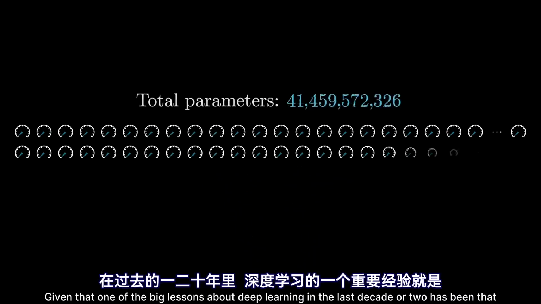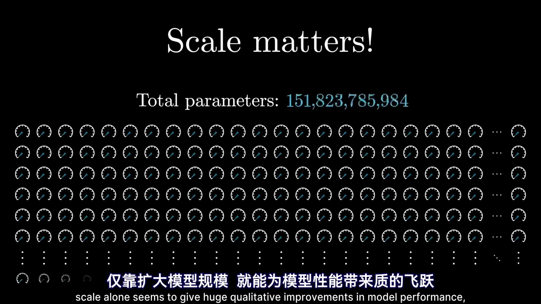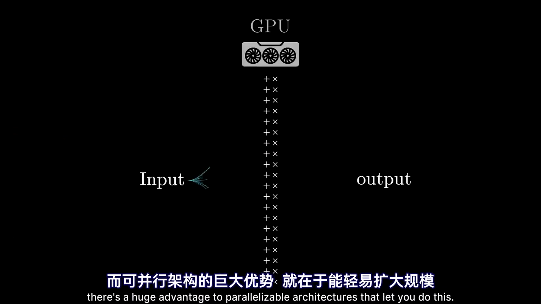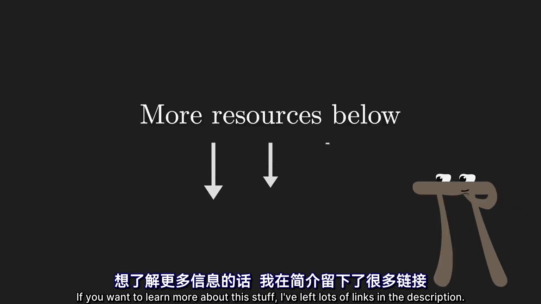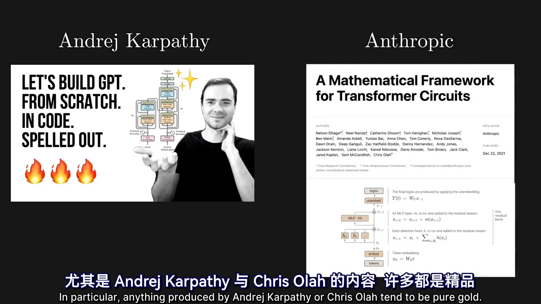Given that one of the big lessons about deep learning in the last decade or two has been that scale alone seems to give huge qualitative improvements in model performance, there's a huge advantage to parallelizable architectures that let you do this. If you want to learn more about this stuff, I've left lots of links in the description. In particular, anything produced by Andrei Karpathy or Chris Olah tends to be pure gold.